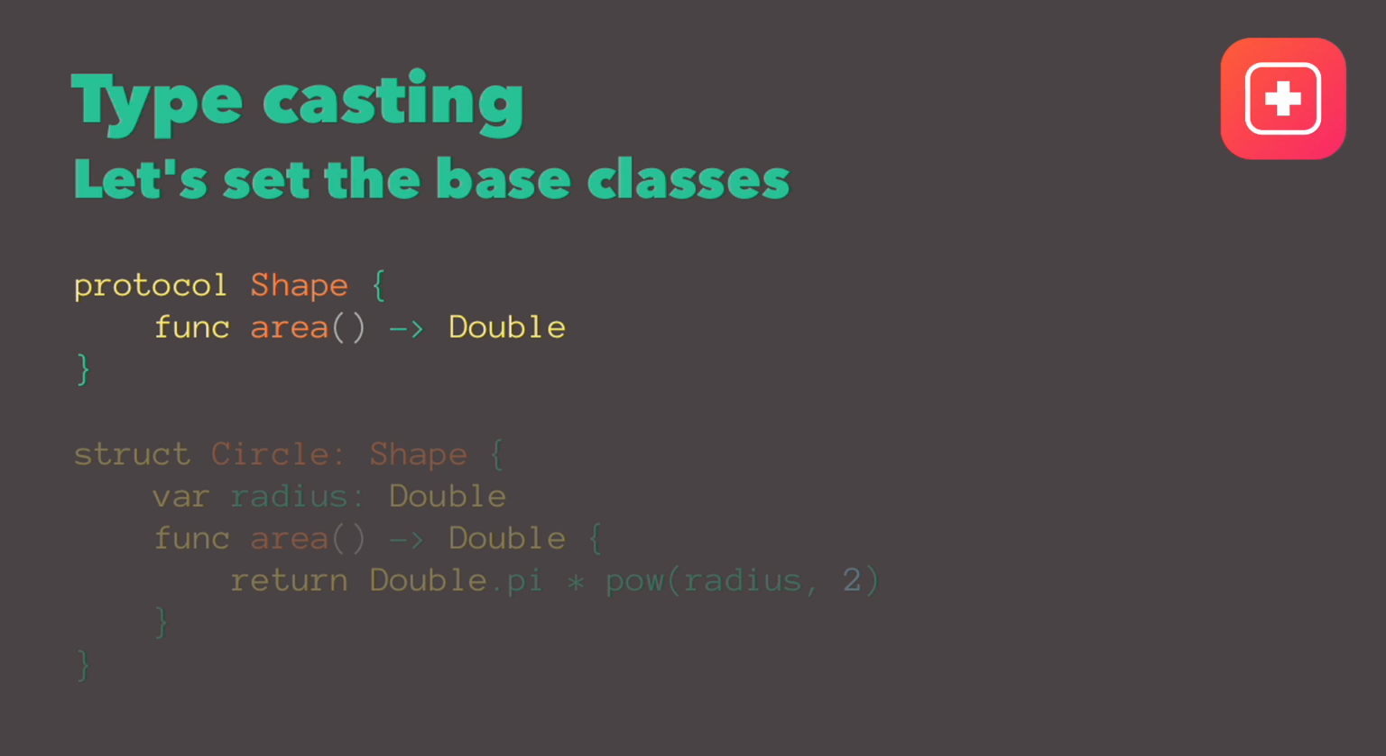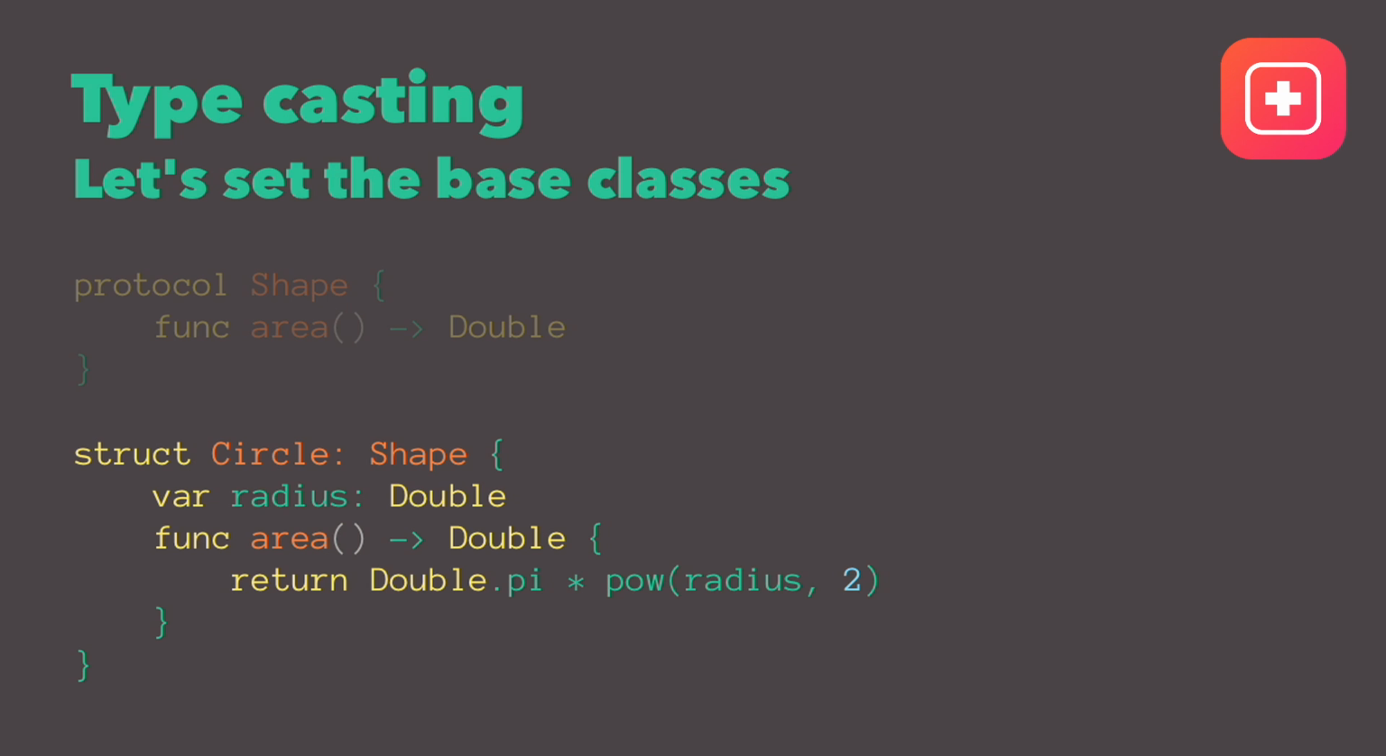Typecasting. So first, let's set the base classes for it. For the example, we have a protocol shape that has an area method. And then we define the struct circle that adopts this shape. This circle has a radius and then implements this area method.